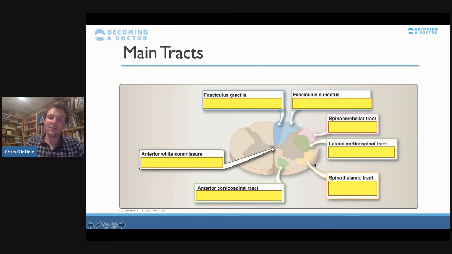So here we have a slice of the spinal cord. So you can see the main tracts. You might notice that there's a few extra ones in there that we didn't speak about, but I just want you to focus on the ones that I mentioned in the last slide.